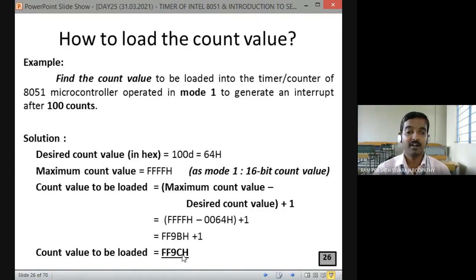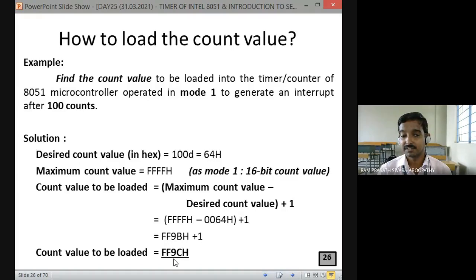See, the lower byte is always loaded in the lower byte register, and the higher byte must be loaded in the higher byte register. Now from 9C, 9D, E, F, then A0, A1 goes on, and FF comes, correct? On the 100th count, what happens automatically? Overflow occurs. So this is the way to load the count value. Is it clear to everyone?